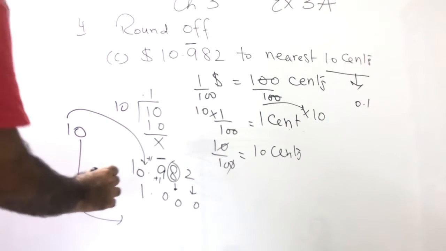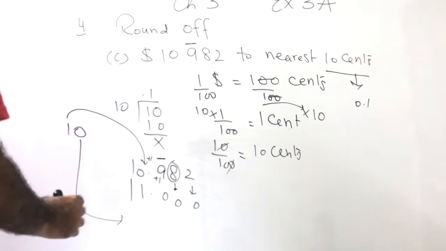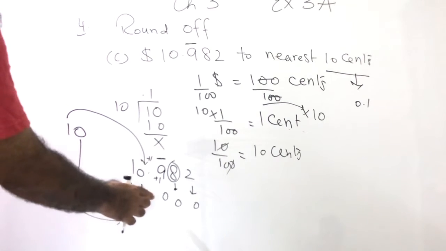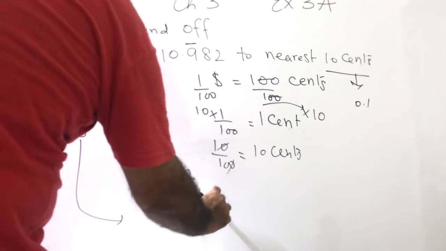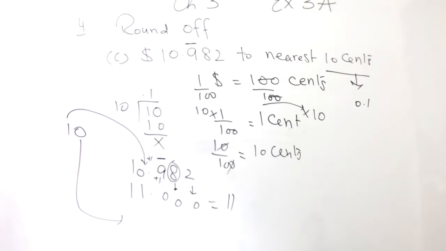And the rule says that anything on the left side comes automatically as such. This is 11.000, and we know that after the point there is no value of 0, so 11 is the answer for part C. I'll recap this.